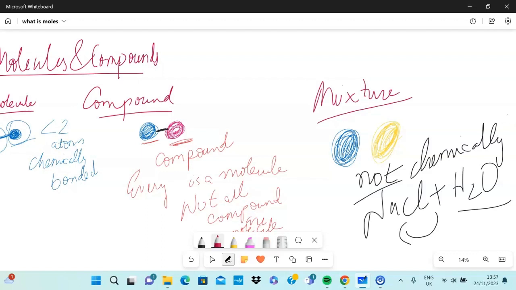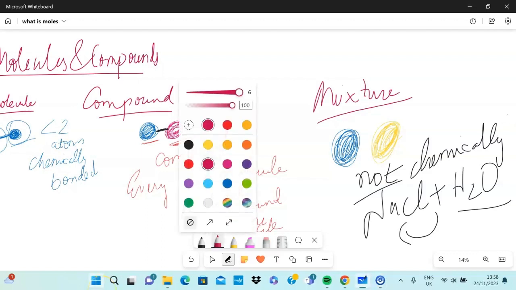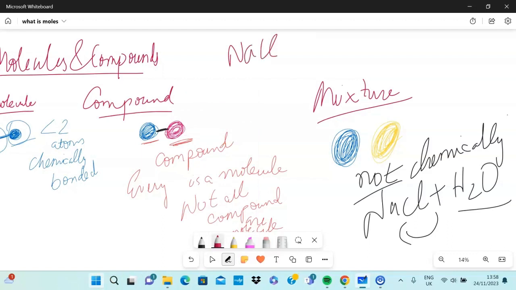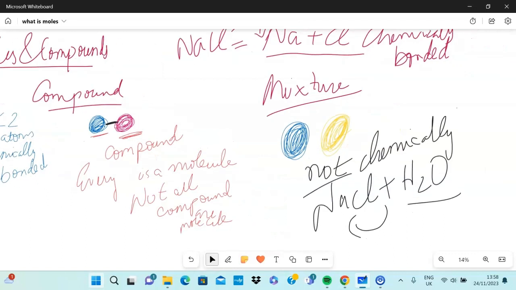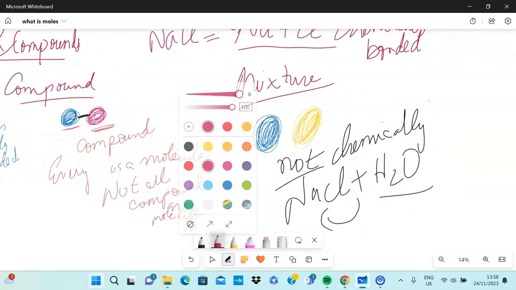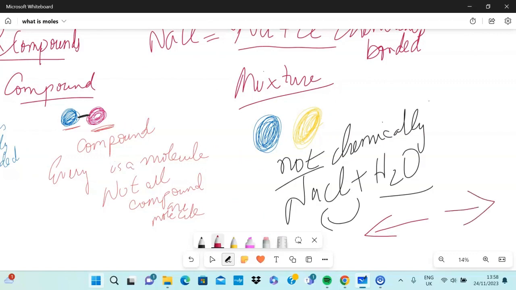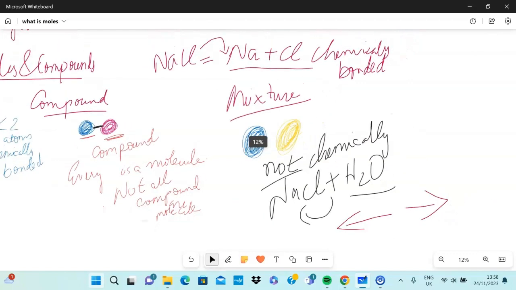Let's use salt again as an example. Salt is a compound made out of Na plus Cl, which are chemically bonded, and it's not easily reversible. You can't bring your salt back to Na and Cl that easily. Maybe you can, but it is quite difficult. But with a mixture, it's easily reversible. You can go both ways. Okay? So I hope you understand this.